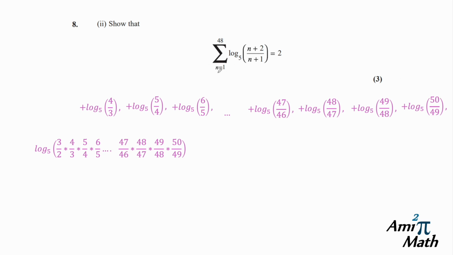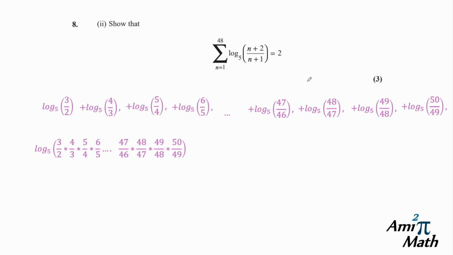So for example, you do n equals 1, so 1 plus 2 equals 3, and 1 plus 1 equals 2, so 3 over 2, so you do log 5 of 3 over 2. And then for the next one you do log 5 of, 2 plus 2, which is 4, 2 plus 1, which is 3, 4 over 3, and then you keep going. Obviously I'm not doing all of it because that's very time consuming, and then we can work it out until the last one, which is 50 over 49.